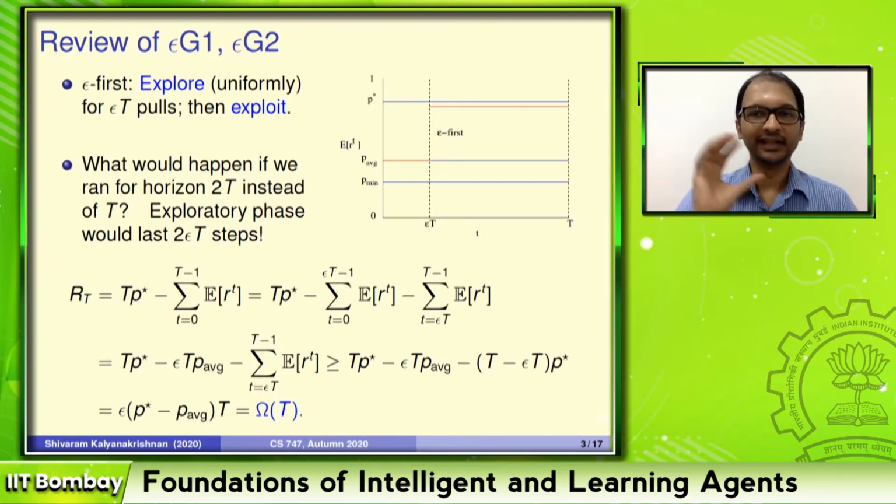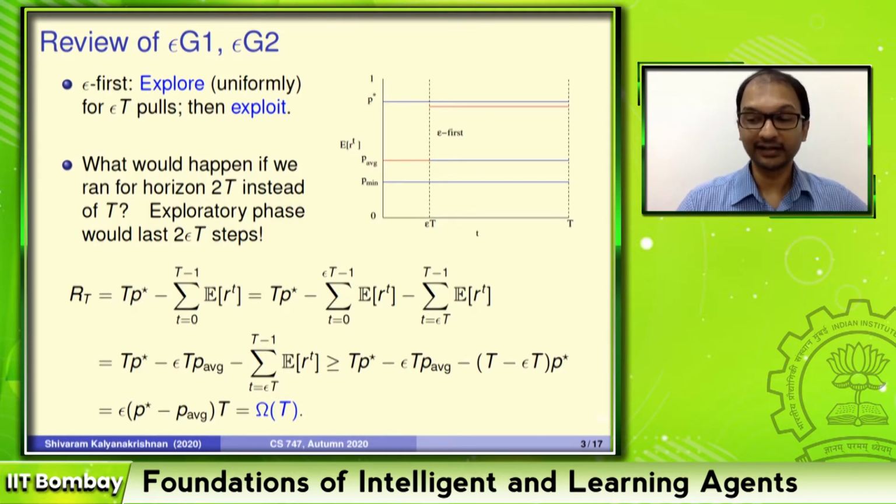Okay, so the intuitive idea here is that in the first epsilon fraction of pulls, it has already incurred linear regret. Okay, it can't do better than linear regret because of the exploration phase that is there at the beginning of the algorithm.